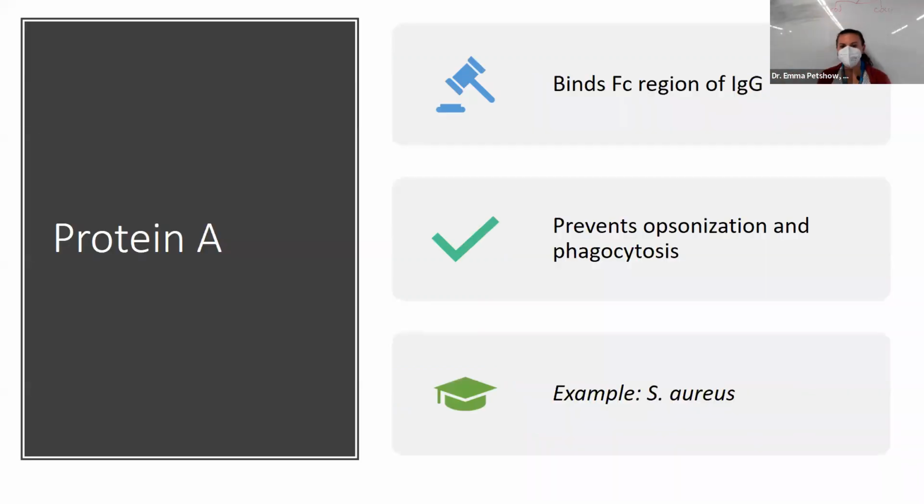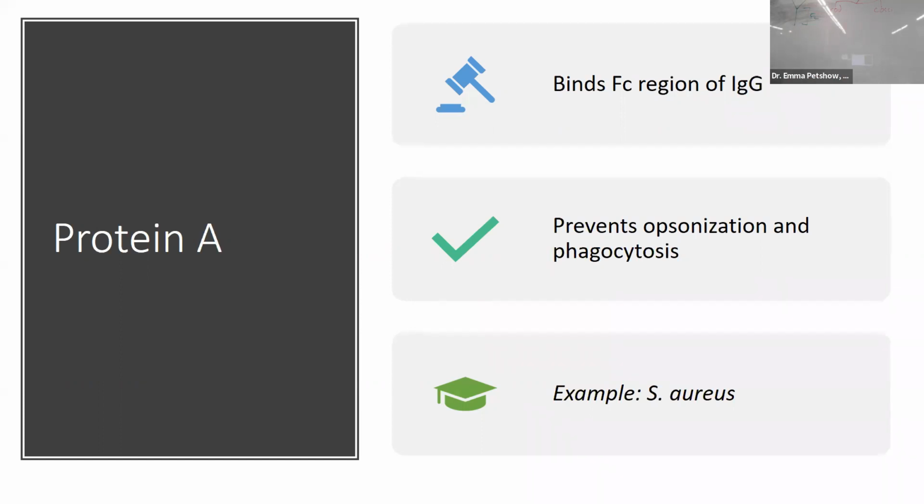Protein A is going to bind to the Fc region of IgG. Remember our Fc regions? We have our antibody here, and our Fc region is down here. So it's the non-antigen specific region of IgE or IgG. It's going to trigger that antibody to not bind to antigen then, which is going to decrease phagocytosis and opsonization because you're not presenting that antigen on the actual antibody anymore.